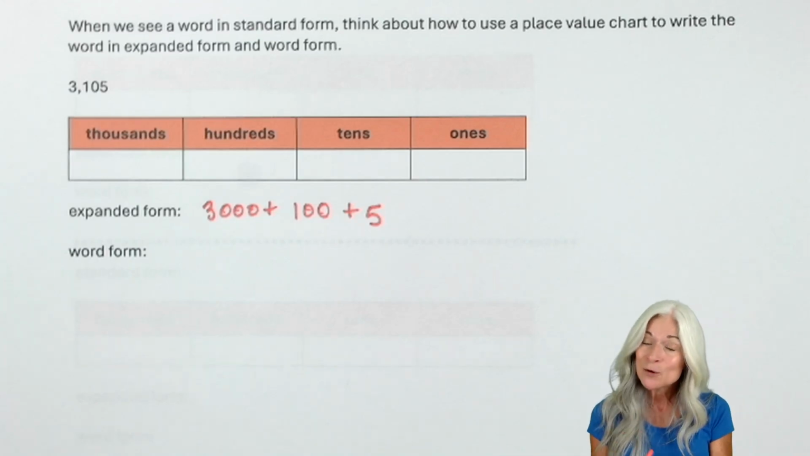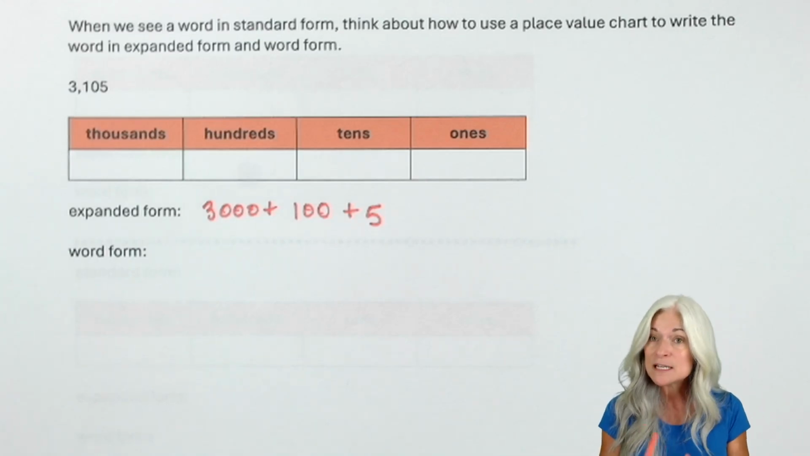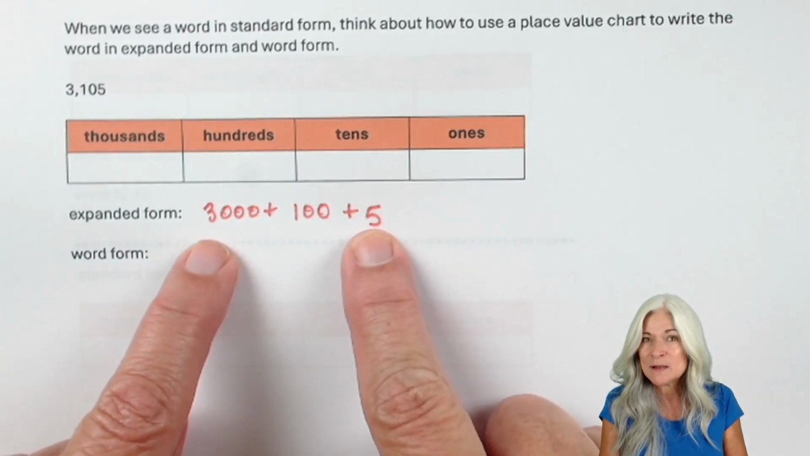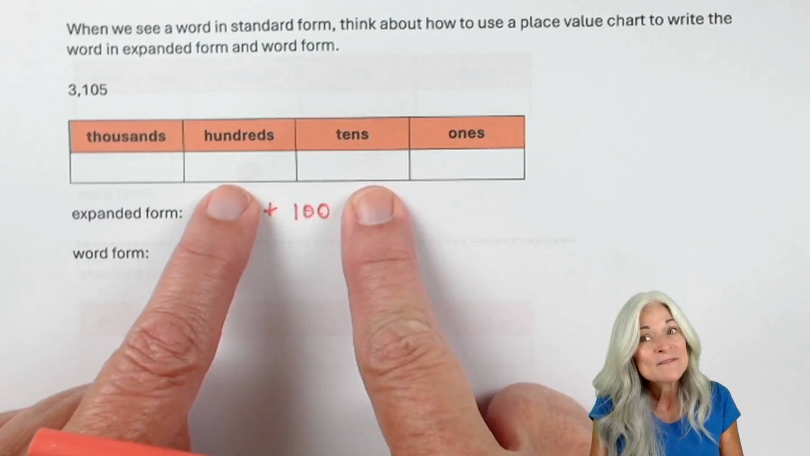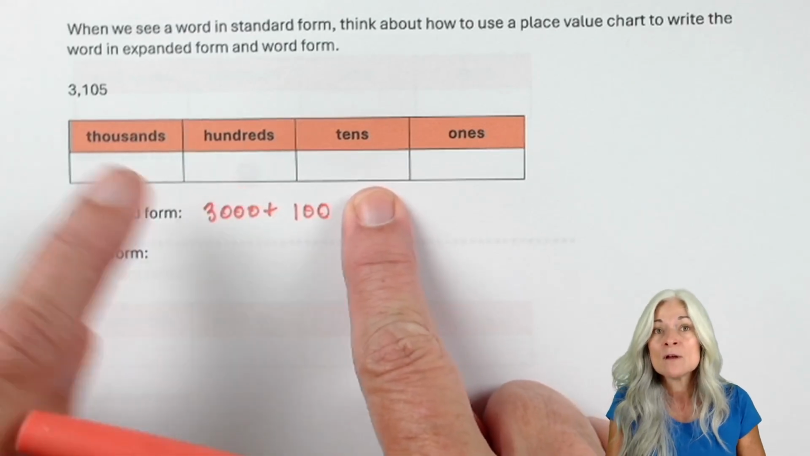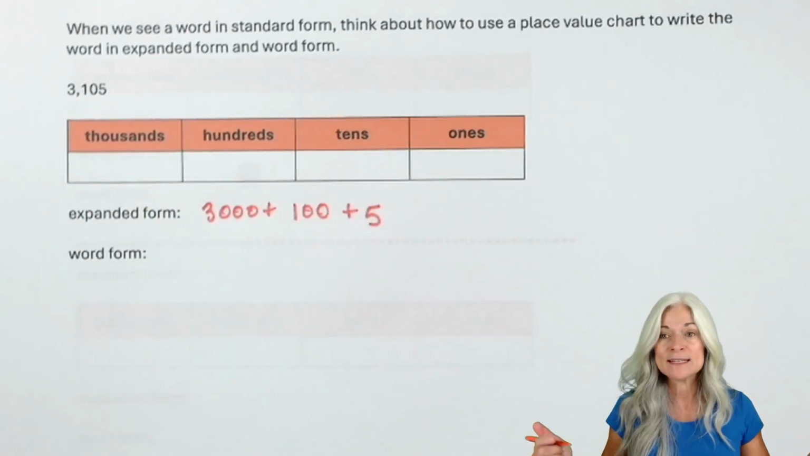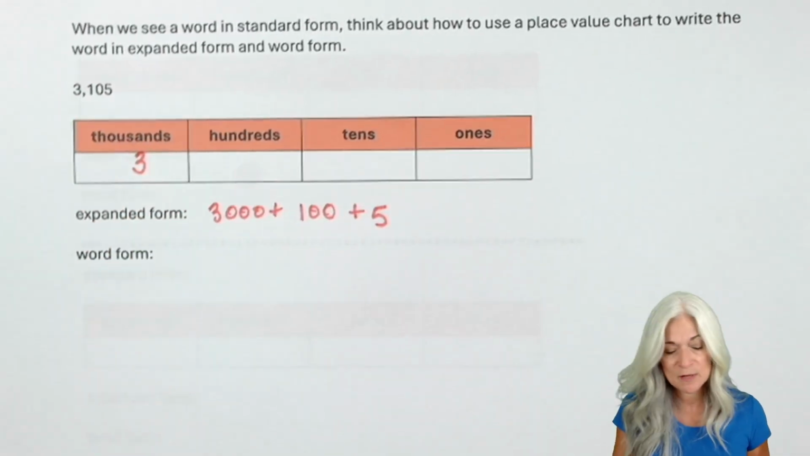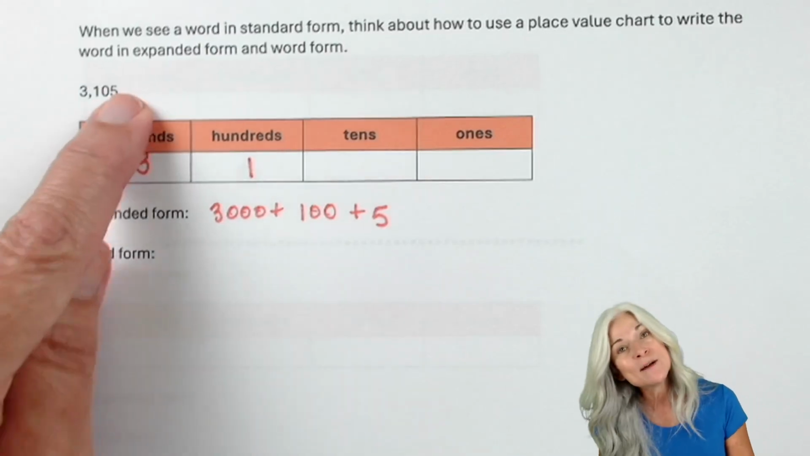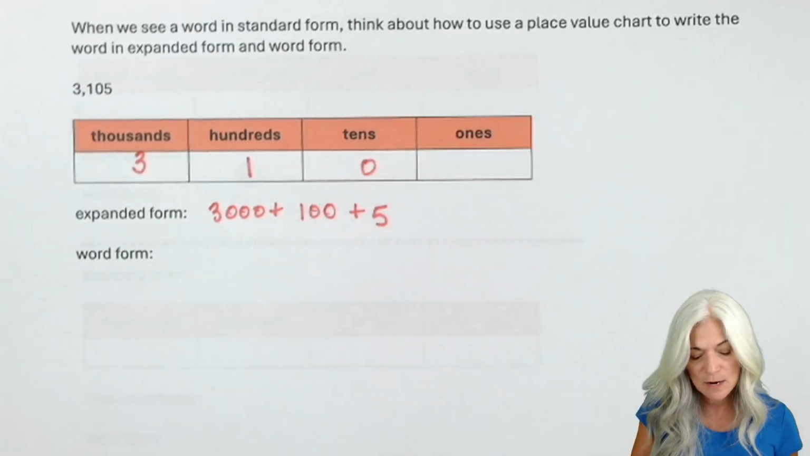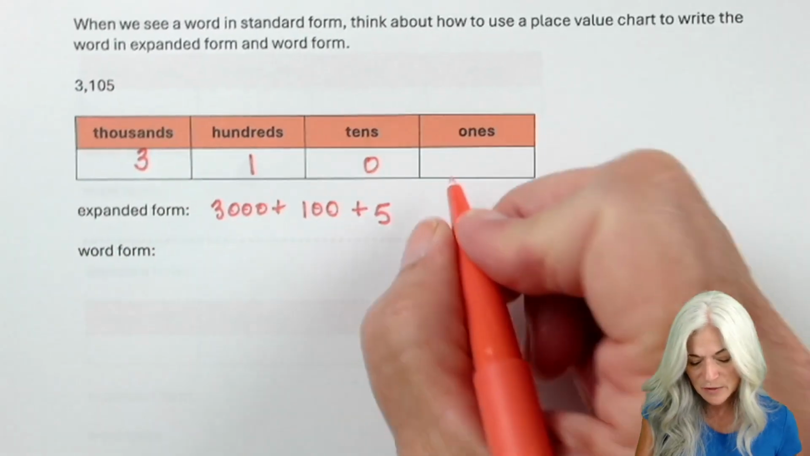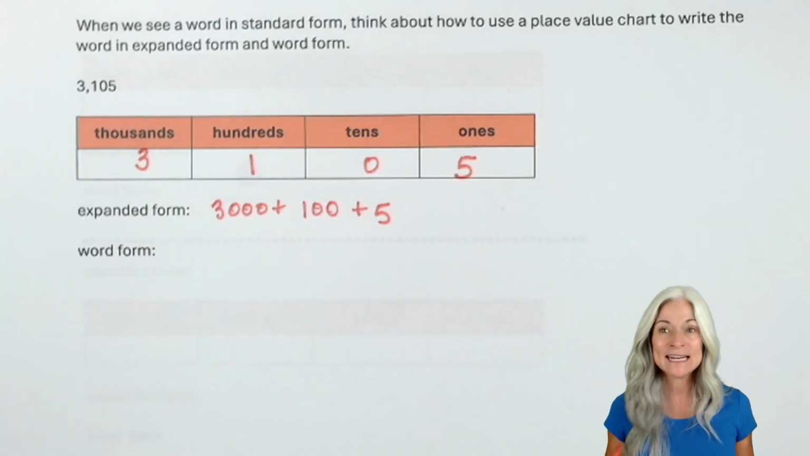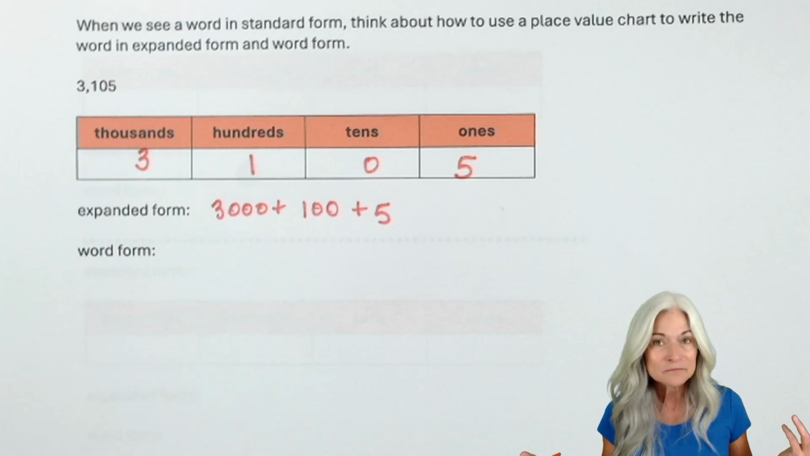It's a great tool if I have a student or a child that's really struggling making the connection to write it in expanded form, then it's great to have this place value chart to say, okay, what's my number in my thousands place? Oh, okay, it's a 3. What's my number in my hundreds place? It's a 1. What's the number in the tens place? It's a 0. What's the number in the ones place? It's a 5.